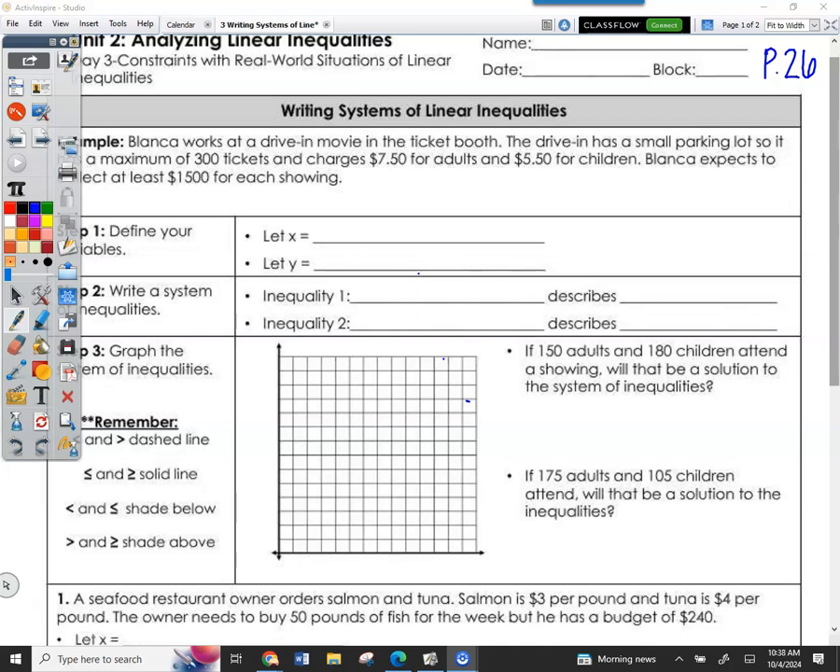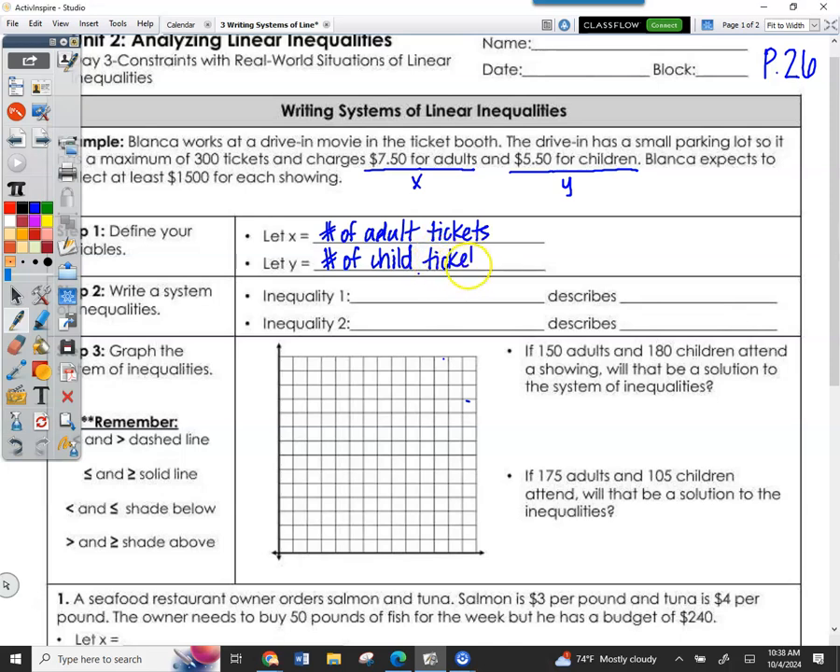So what 2 things do we have going on here? We got X and Y. And in the word problem, what 2 objects are we talking about, or items? Tickets. What type of tickets? Children and adult tickets. All right, so I'm going to let X be the adult tickets, and I'm going to let Y be the children tickets, okay? So X is the number of adult tickets. Y is the number of child tickets.